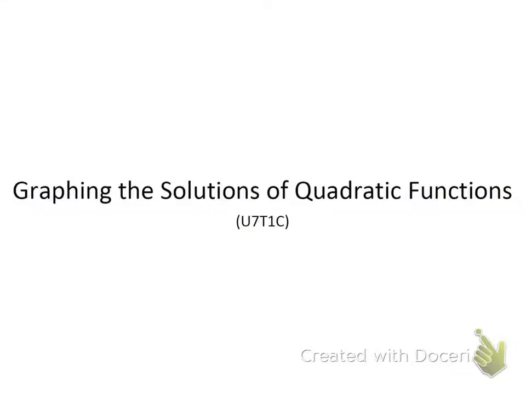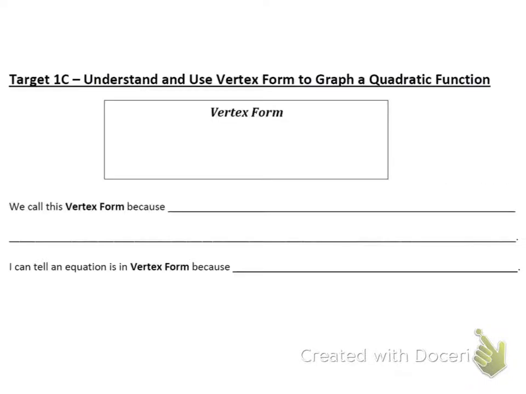In this video, we're going to talk about Unit 7, Target 1C, graphing the solutions of a quadratic function. Target 1C specifically talks about understanding and using vertex form to graph a quadratic function. Vertex form is written as y equals a times the quantity x minus h squared plus k.